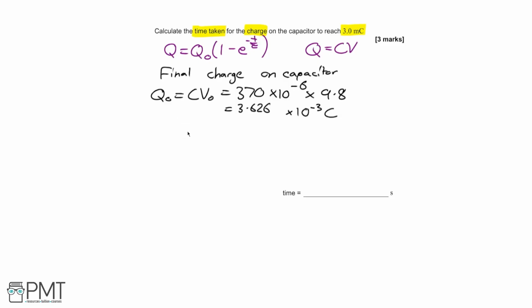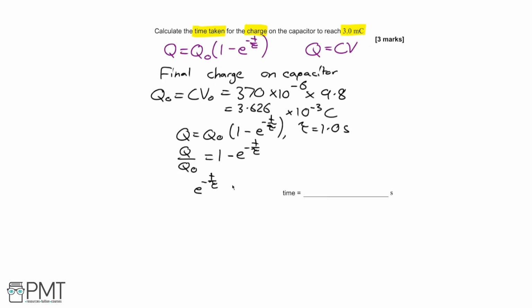Then we use the equation Q is equal to Q0 times 1 minus e to the minus t divided by tau, with tau being equal to 1.0 seconds. And here we want to rearrange for t. So we divide both sides by Q0, and then that leaves us with Q divided by Q0 equals 1 minus e to the minus t divided by tau. We then subtract Q divided by Q0 from both sides, and add e to the minus t divided by tau to both sides, leaving us with e to the minus t divided by tau is equal to 1 minus Q divided by Q0.